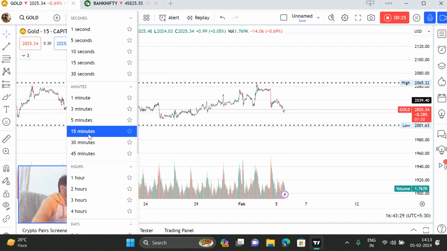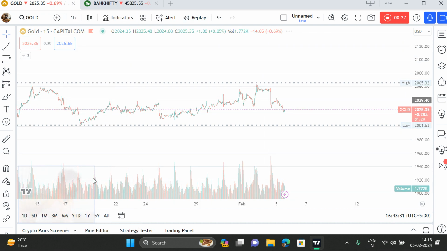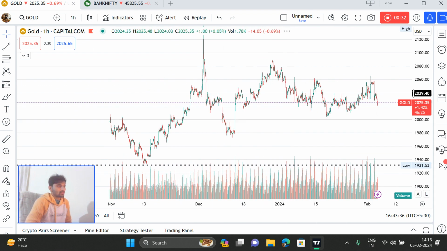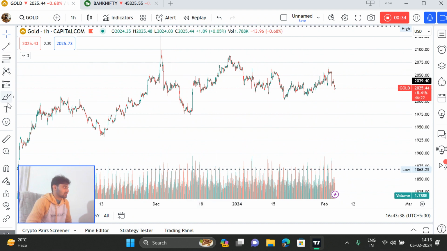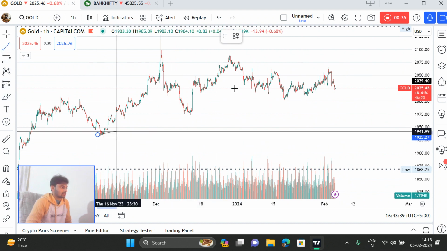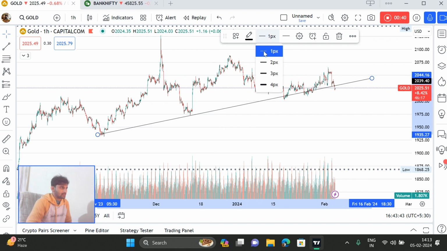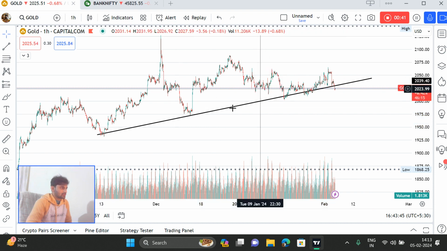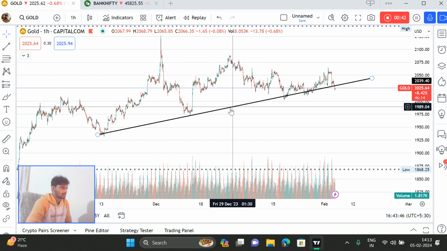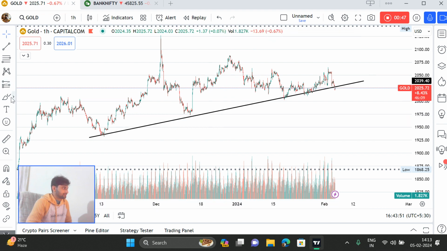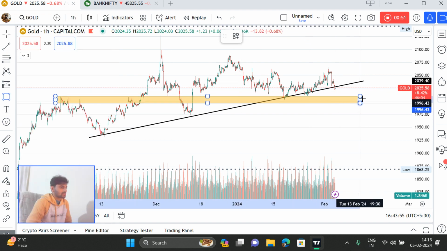Just go to the 1 hour time frame again. We'll see here the 1 hour time frame. Exactly, guys, what we can see here. You just draw a trend line here to make it easy for your trade setup all the time, right? So this trend line is on the 1 hour time frame, right? So just make this one.